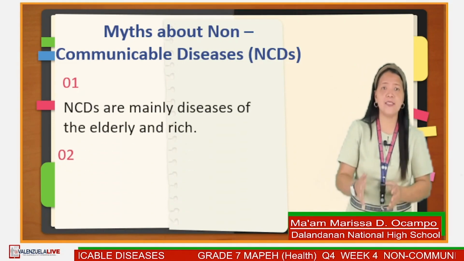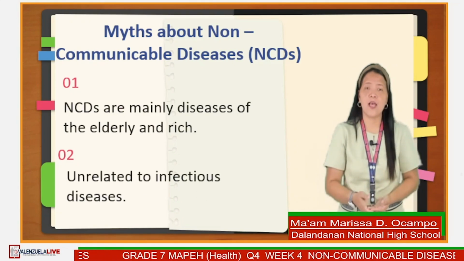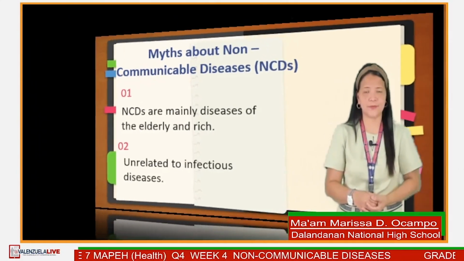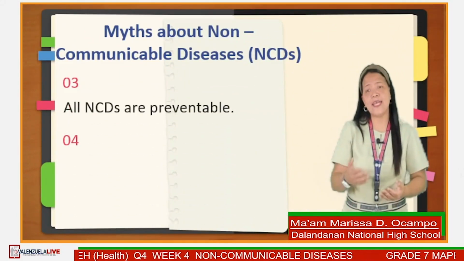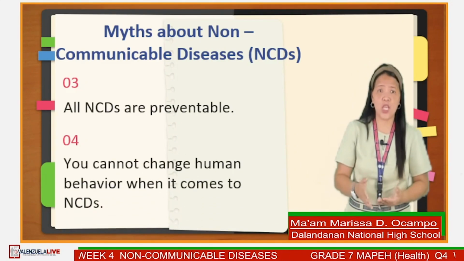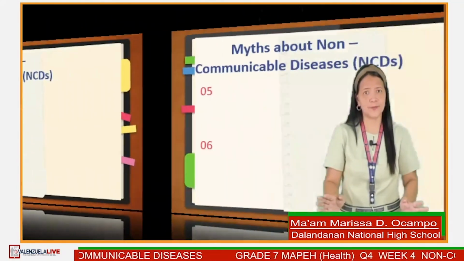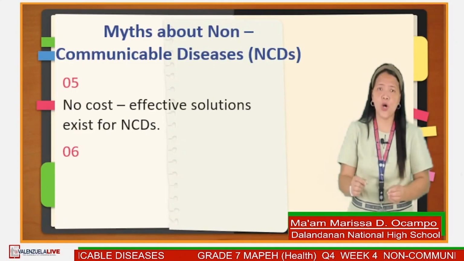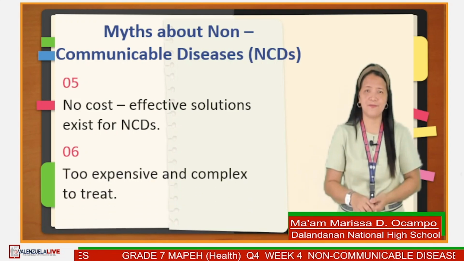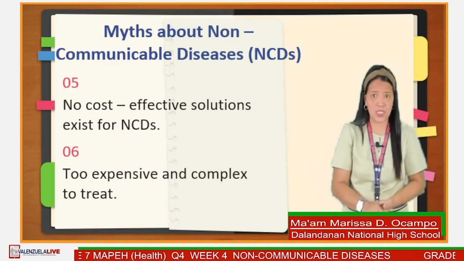NCDs are mainly diseases of the elderly and rich, unrelated to infectious diseases. All NCDs are preventable. You cannot change human behavior when it comes to NCDs. No cost-effective solutions exist for NCDs. Too expensive and complex to treat.